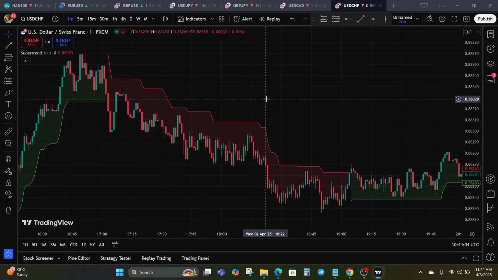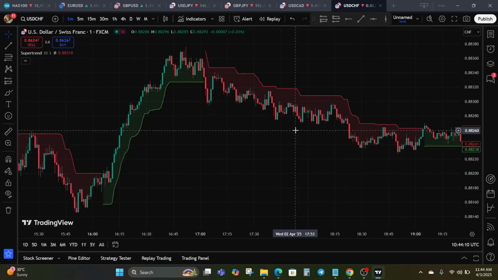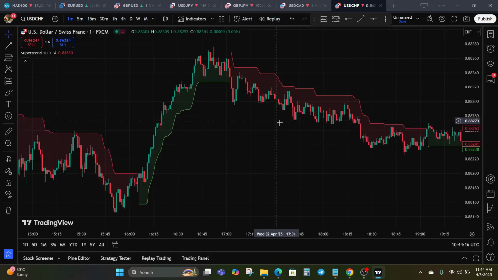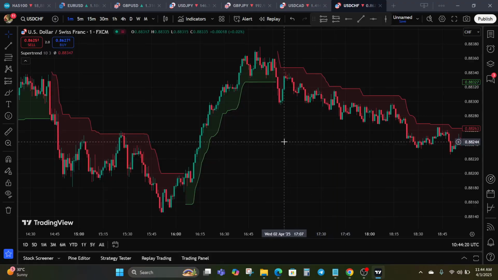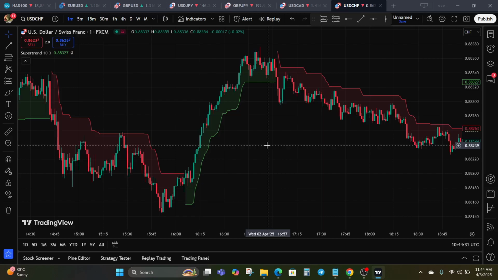So in a 1 minute trading strategy, the key is to quickly identify trend changes and execute trades with precision. The super trend indicator makes this easier by visually plotting clear buy and sell signals. However, we do not rely on it alone. We also use additional confluence factors to avoid false signals.